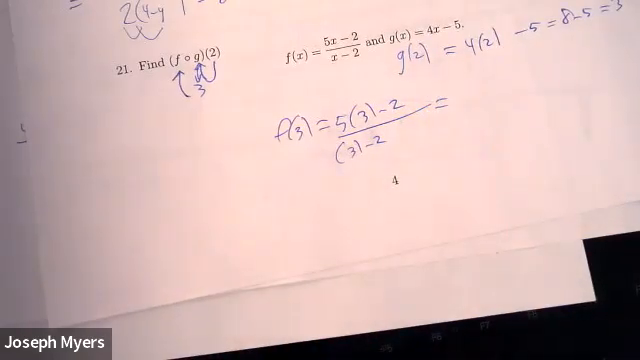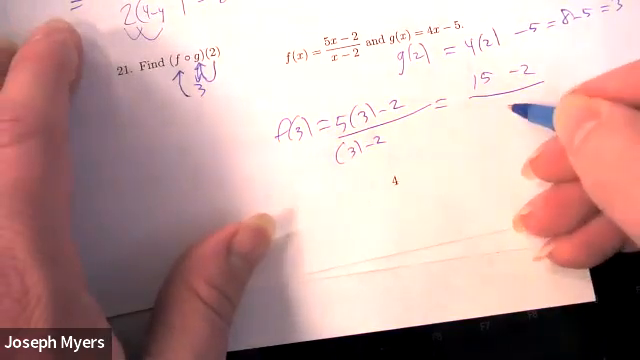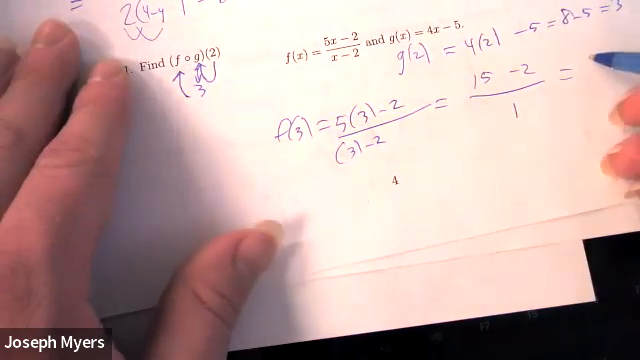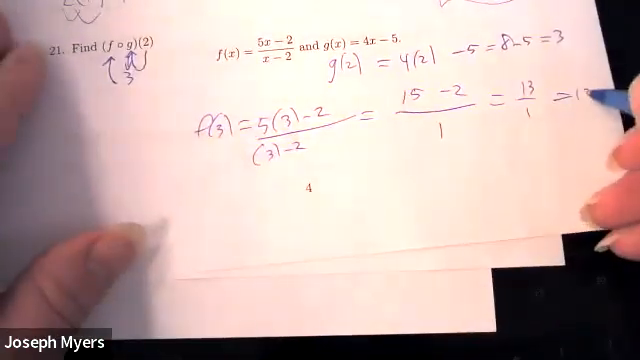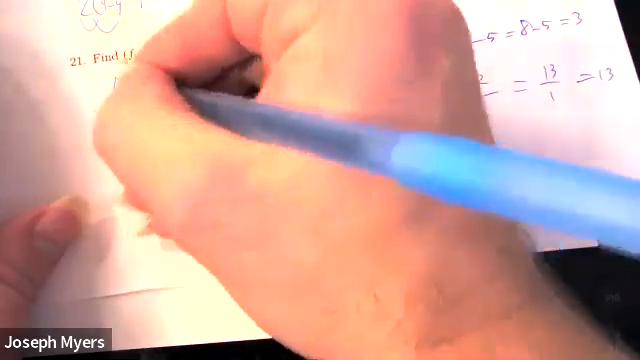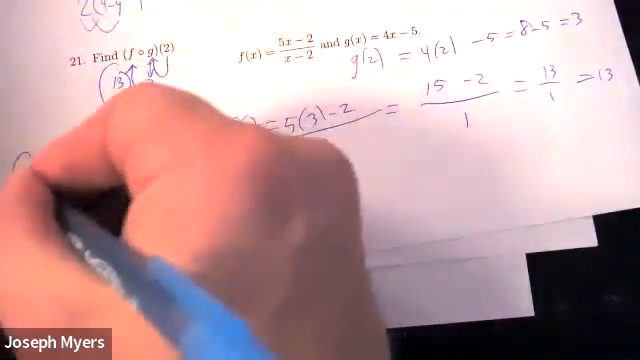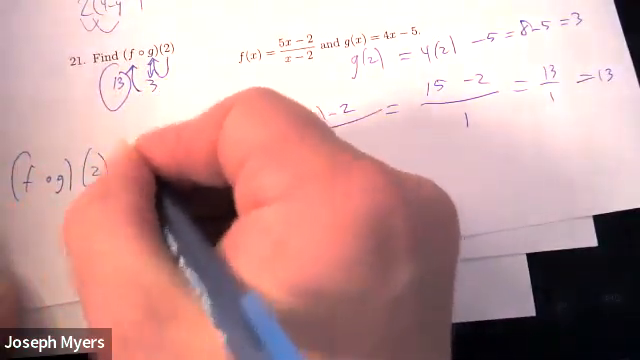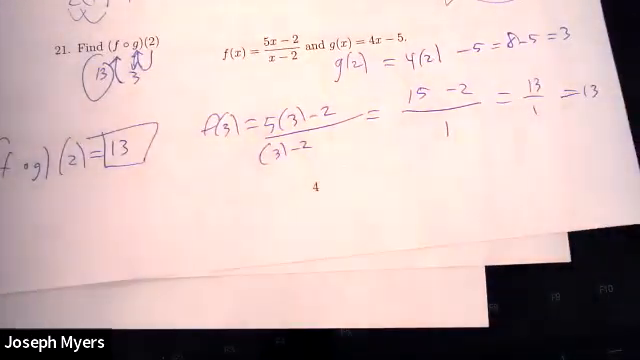So what is 5 times 3? 15. And what is 3 take away 2? 1. What is 15 minus 2? 13. And what is 13 divided by 1? Correct. So f works out to be 13. And then when you're done with all the dot to dots, that's the final answer. So you're just going to say f circle g of 2 equals 13, like that. So that's all that there is to the problem.